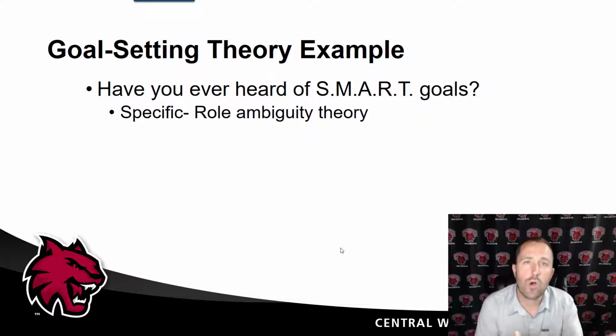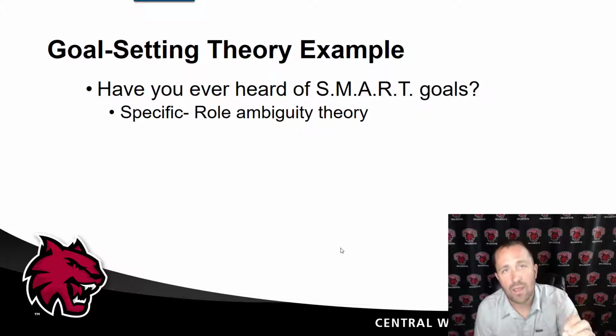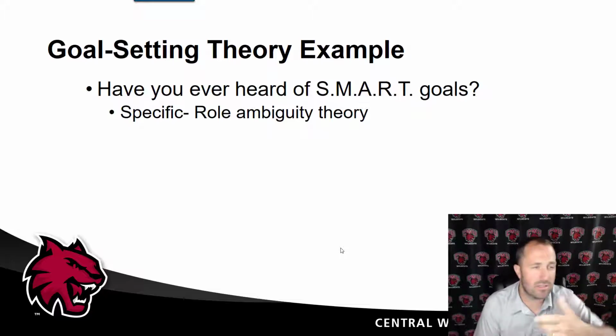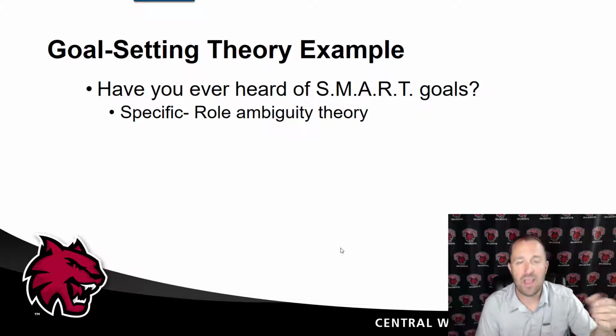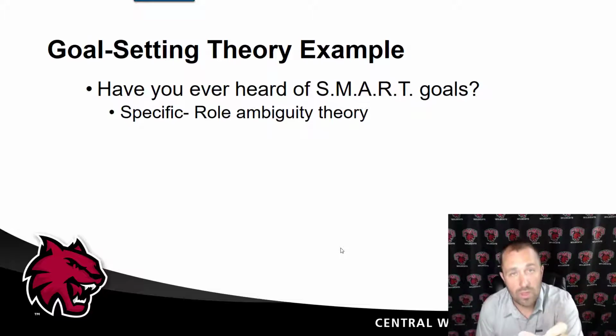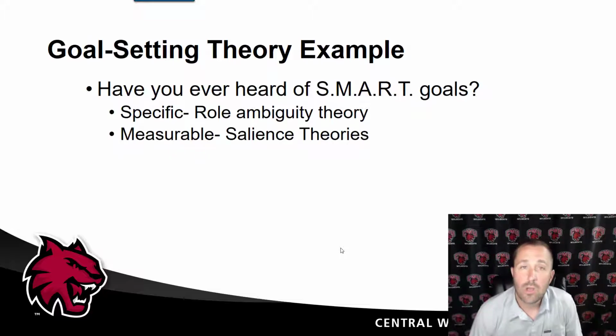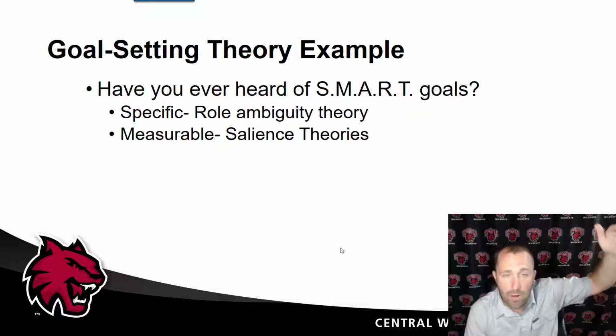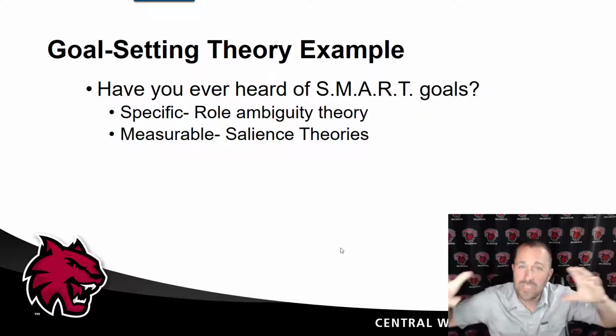There's a whole theory on role ambiguity. That is, if it's ambiguous to people what's expected of them, then they can't really perform well in their job. That's why we have specific goals. It's not specific goals because the S in SMART means specific. There's a whole theory behind why goals need to be specific. Goals need to be measurable. Is that for managers so they can figure out who gets the bonus? Well, maybe, but a measurable goal that you can see progress toward fits in with a thing called salience theories.